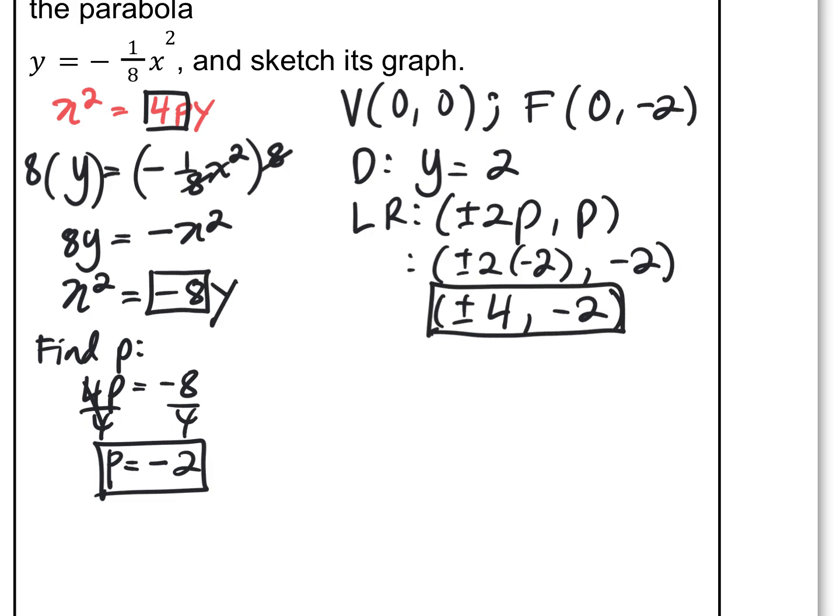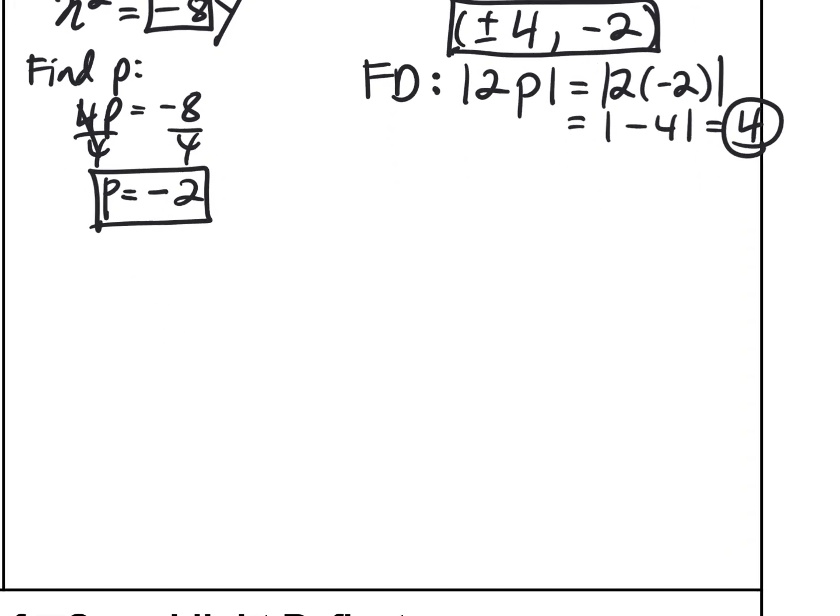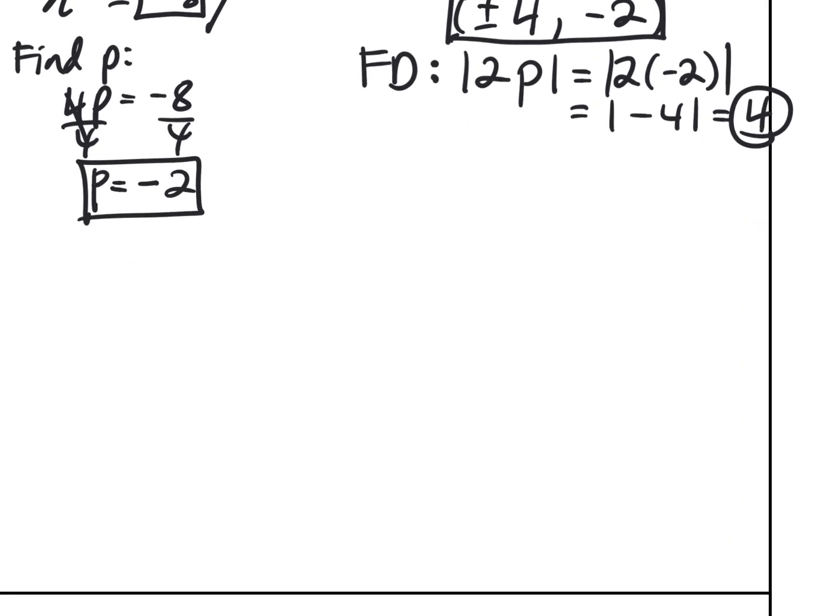So this is actually your coordinates for your latus rectum. Now the focal diameter is going to be the absolute value of 2 times p. So that's going to give you 2 times negative 2, which gives you the absolute value of negative 4. So that's going to give you 4 only. Okay, so let's graph our equation here, our parabola I mean.